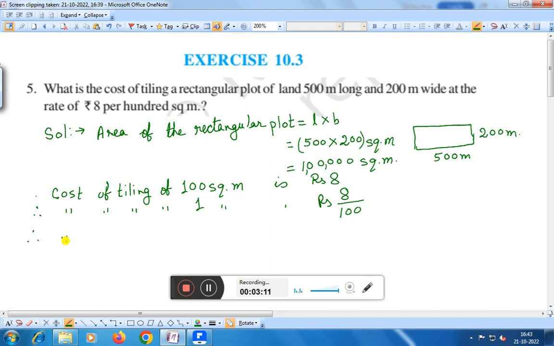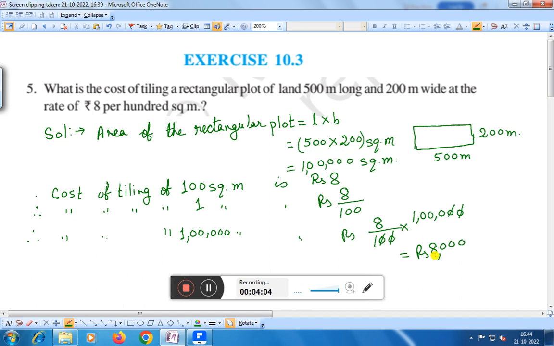Therefore, the cost of tilling of 100,000 square meter is rupees 8 by 100 into 100,000. Here two zeros will cut, this zero and this zero. What we are getting is rupees 8 with 3 zeros. Therefore, the cost of tilling is rupees 8,000. In this way, you have to solve the problem.